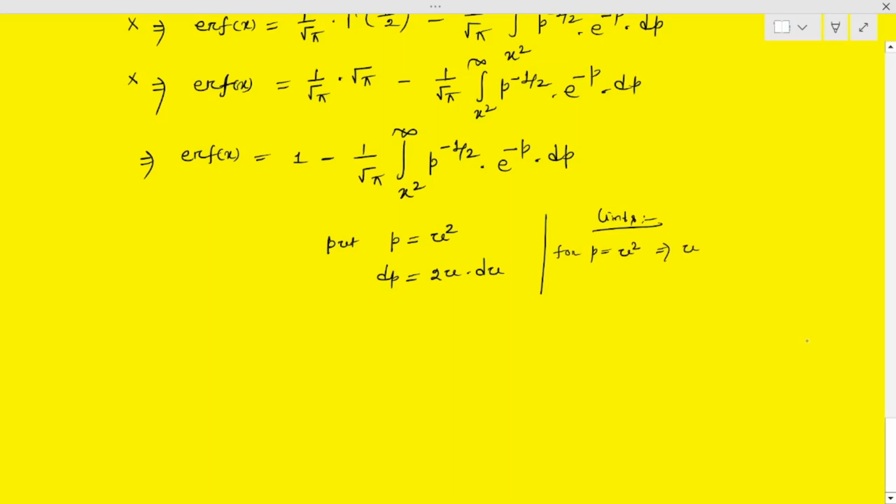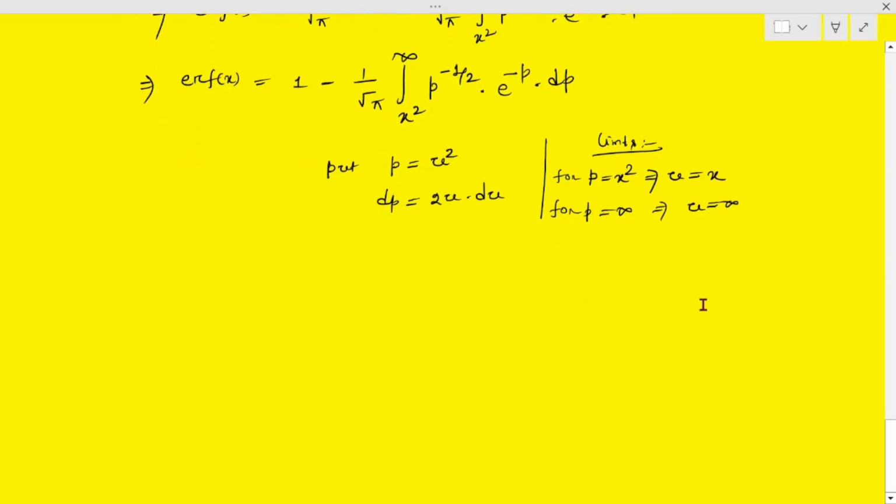And the limits here, the new limits for p equal to u square. The lower limit is x square, right? So for p equal to x square, if I put x square over here, p equal to x square, that implies u equal to how much? x. Okay, for p equal to infinite, that implies u also will be infinite.